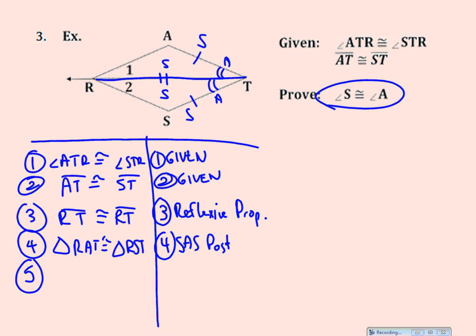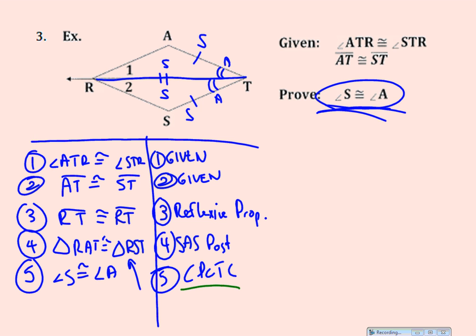Last step is going to be proving this. So this is going to be my last statement. And the reason for that is this. Once I've shown that the triangles are congruent, that is where I use CPCTC. I can only use this after I've made that statement and then proven that statement.